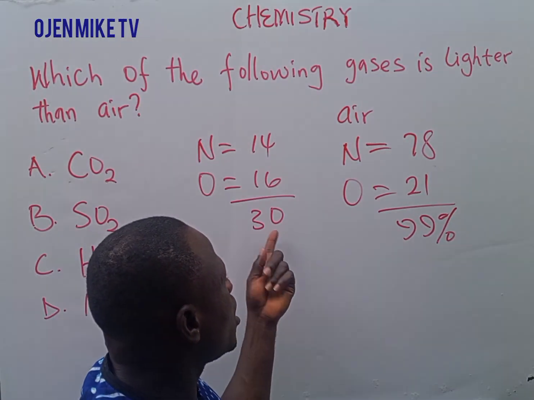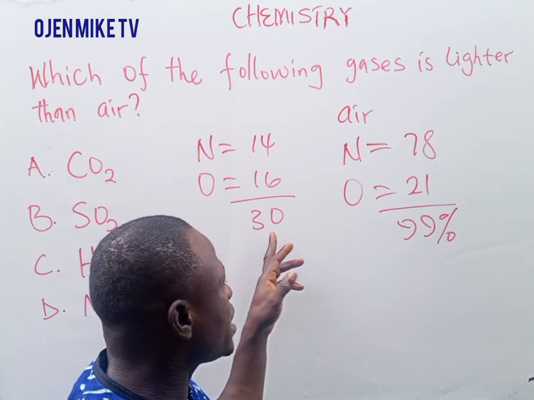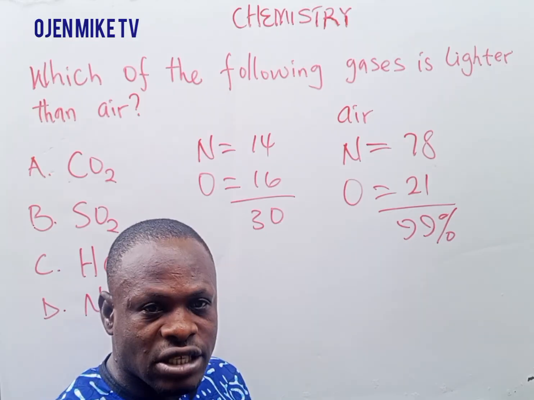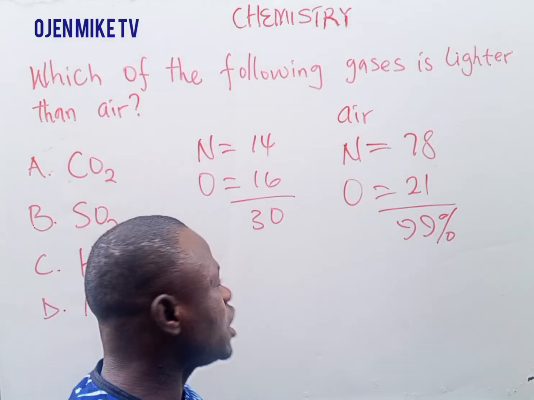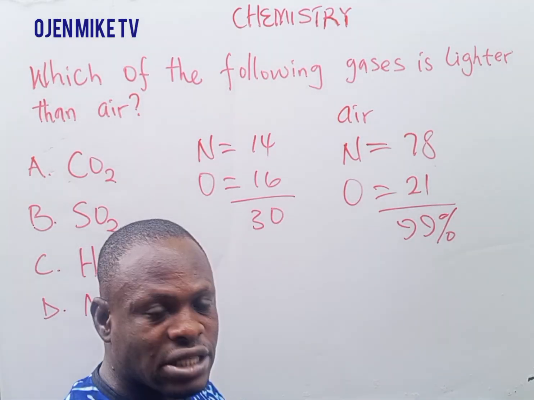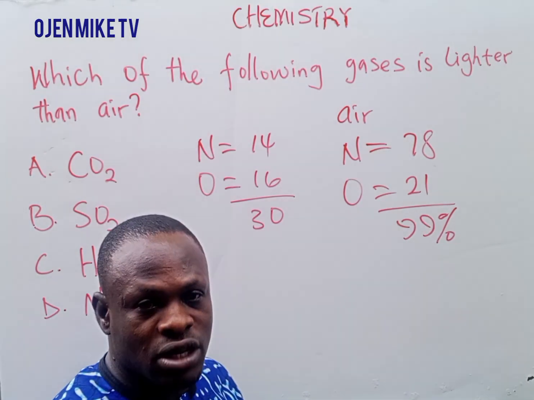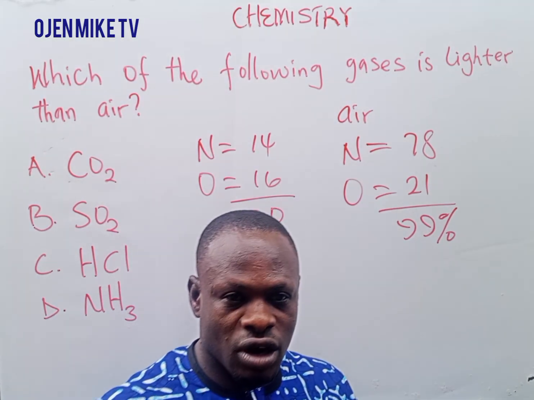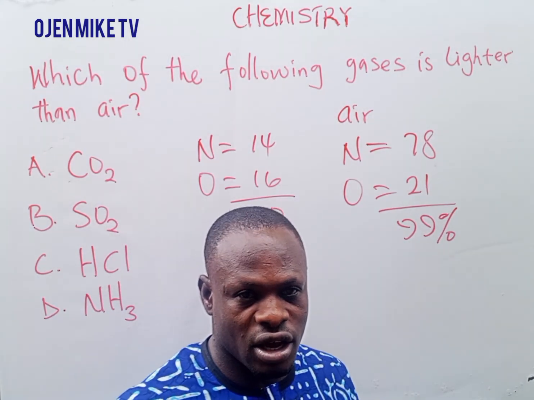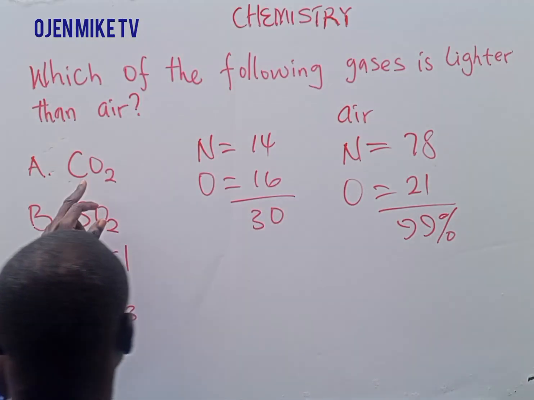So any gas that has a relative atomic mass lesser than 30 means that gas is lighter than air. But any gas that has a relative atomic mass more than 30 means that gas is heavier than air. Is that understood? Now let's go to the first one.